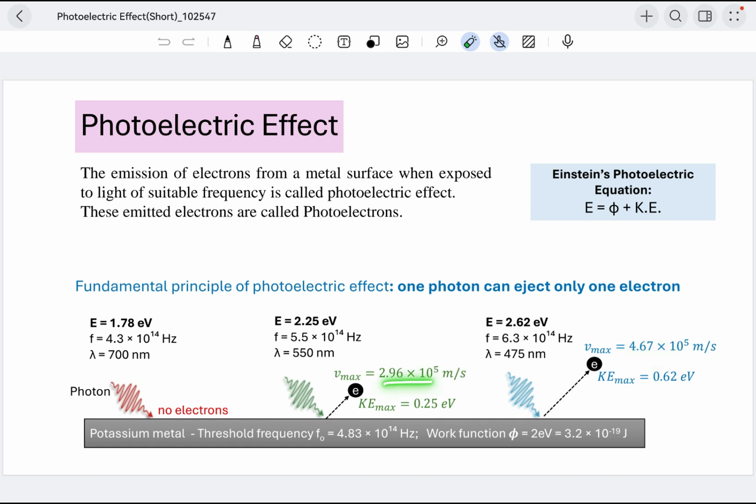So this time the photoelectron has more kinetic energy, which means it has more speed compared to the previous one. We can also discuss this in terms of frequency. Here the frequency of the incident photon is 6.3 times 10 to the power of 14 hertz, whereas the threshold frequency required is 4.83, so that is the reason it is able to eject the electrons. This is the photoelectric effect.